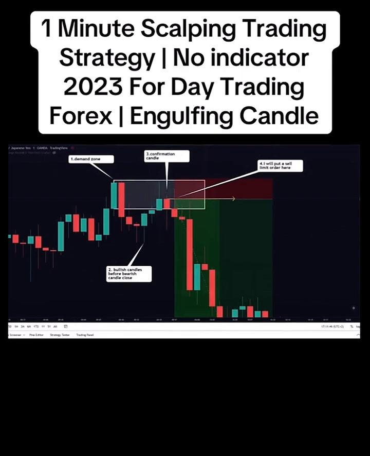You can also pause the video here because it will help you to know the key entry rules of a sniper entry.